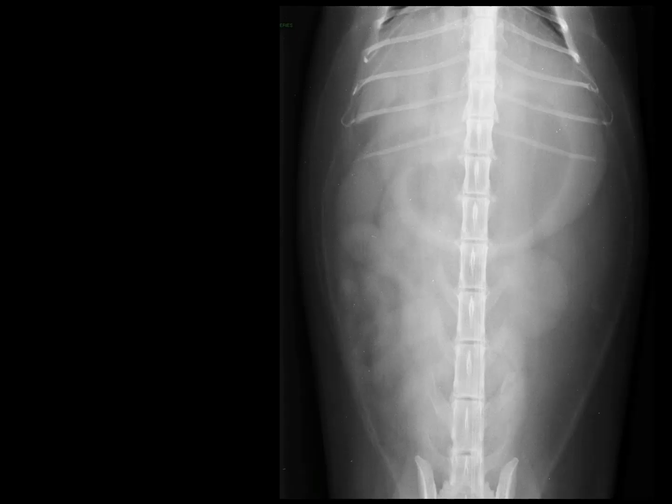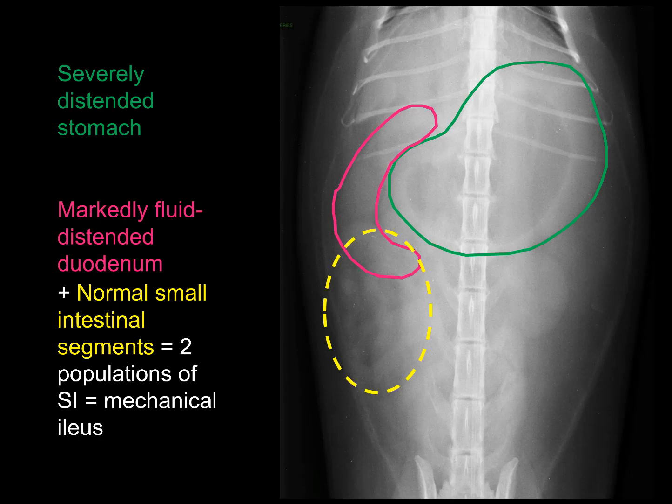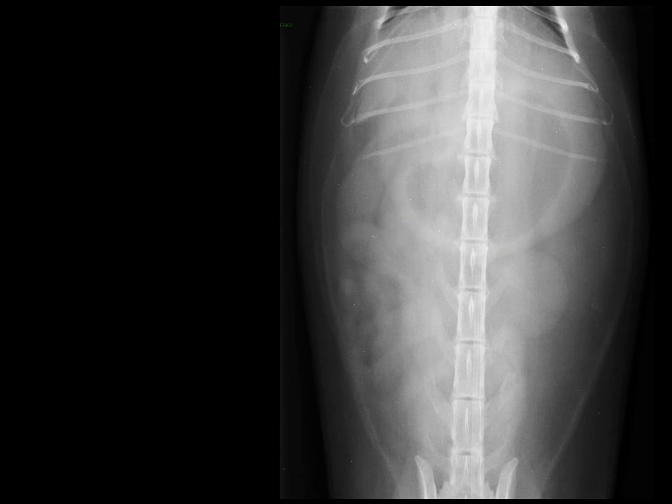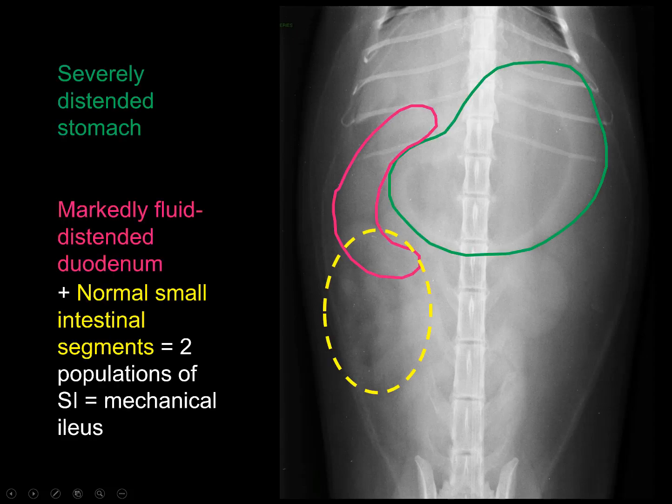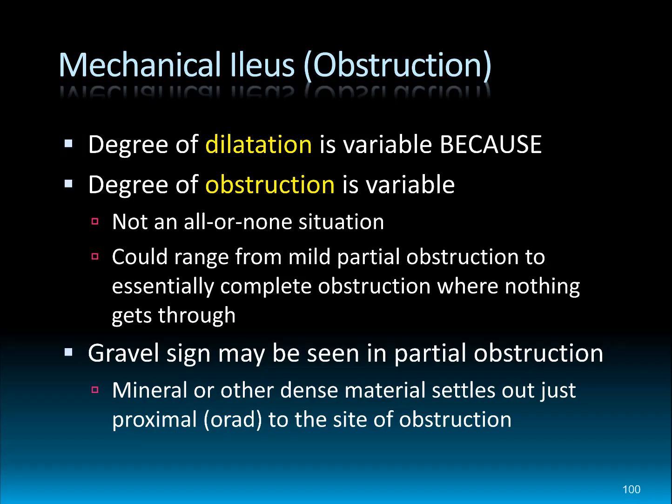Same cat, ventrodorsal view, again, giant stomach, and a very big duodenum, and it's fluid filled. I'll take the markers away again. So you can see that very large fluid filled duodenum compared to the more normal jejunum that you see caudal to it. So once again, two populations of small intestine. Here it is fluid filled. Again, it makes the edges a little tougher to see, but it's still important to make this diagnosis.